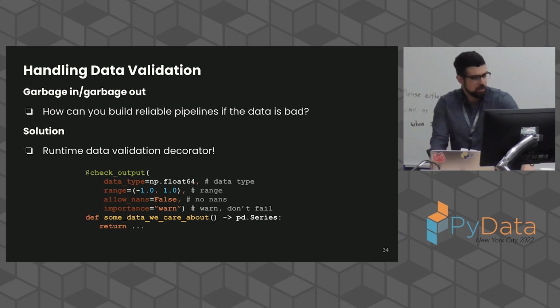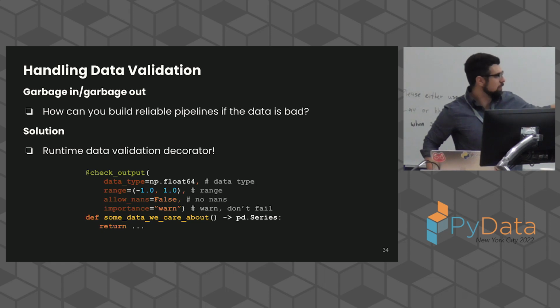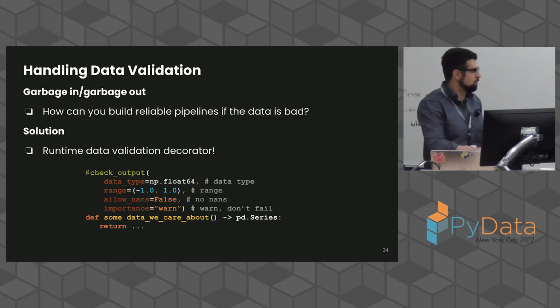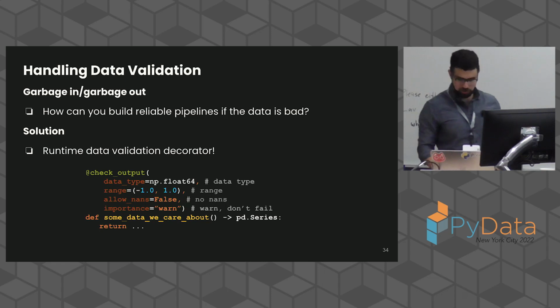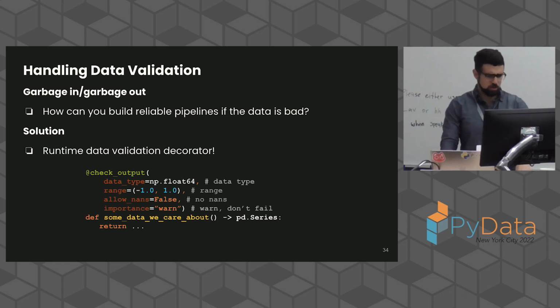The solution we've come up with is using a runtime data validation decorator. I hope this makes a lot of sense just looking at the code. This is some data we care about. We say okay, data type's going to be float64, range -1 to 1, NaNs not allowed, and importance is warn, so it doesn't actually fail out, but it'll print out in your pipeline execution. We're working on callbacks there.